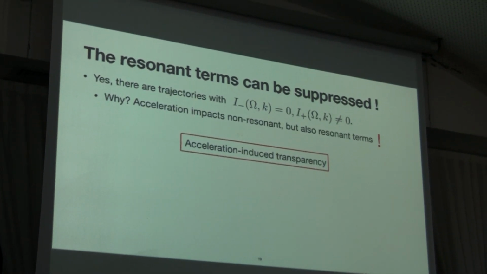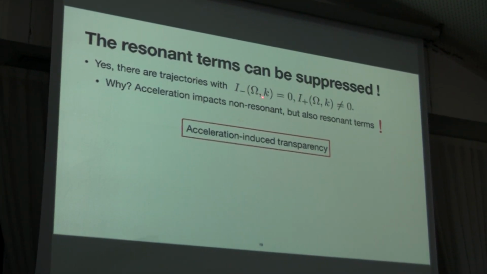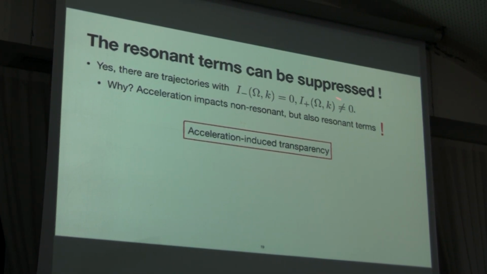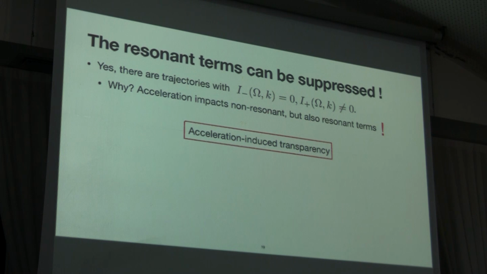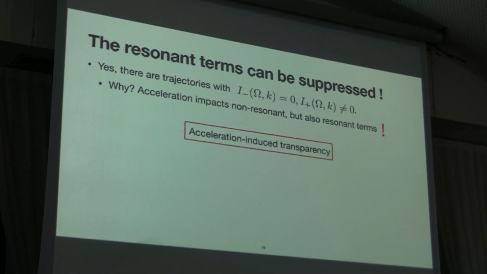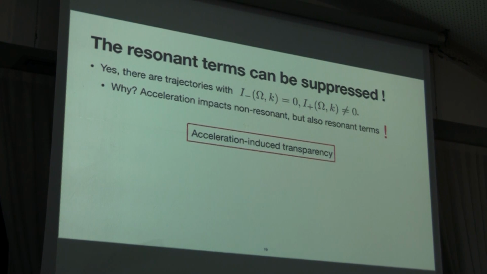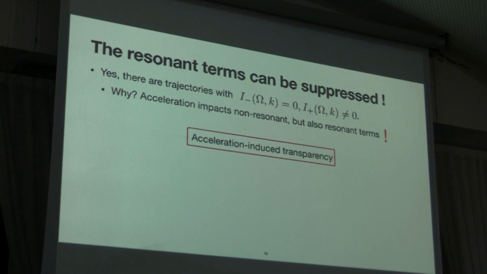For that, we'll show that there are some trajectories which kill off the resonant time integral. They set it to 0, while the non-resonant time integral is non-zero. And the reason why that happens is that acceleration impacts not only non-resonant terms, but also the resonant terms. And that leads us to acceleration-induced transparency. So typically we think of acceleration only impacting non-resonant terms, Unruh effect, Hawking effect, but here it's kind of flipped upside down and we're thinking of it impacting resonant interactions.